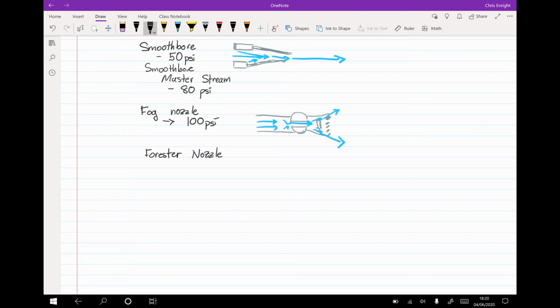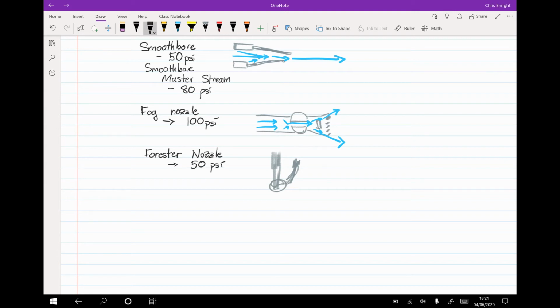This is that funky old looking guy that's got a weird dial here and a bit that comes off for a partial fog nozzle and partial straight stream. Designed for wildland ops. They're kind of light, they're easy to carry, etc. That guy needs 50 PSI.